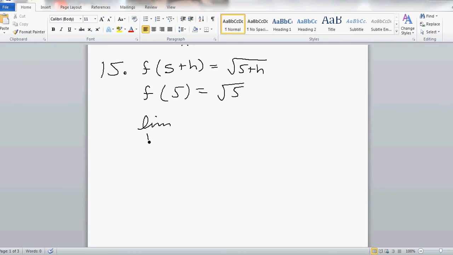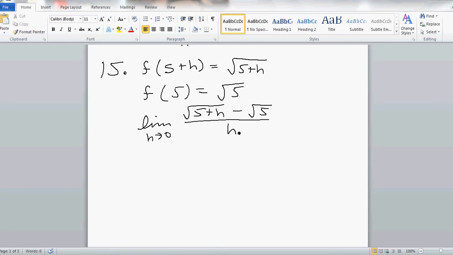Let's deal. The limit as h approaches 0 of f of 5 plus h, which was the square root of 5 plus h, minus f of 5, which is the square root of 5, all over h. If we tried direct substitution right now, 5 plus 0 is the square root of 5, square root of 5 minus square root of 5 is 0. 0 over 0. Okay, we're messed up. So we had to do something.